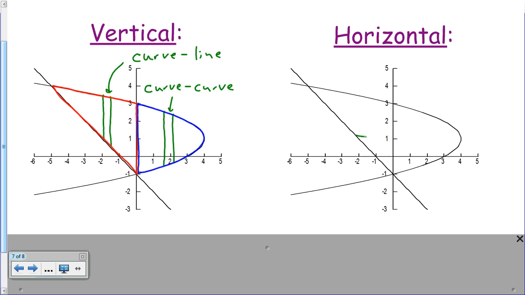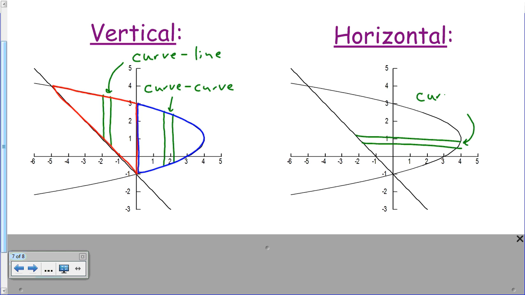And let's just say that we draw a horizontal strip that's somewhere about right here. Again, the whole goal is that I draw in one strip that represents all the strips in that region. And now you can see that this one strip does, in fact, represent all the strips in that region, because the right side of this strip is on the curve, and the left side of this strip is on the line.